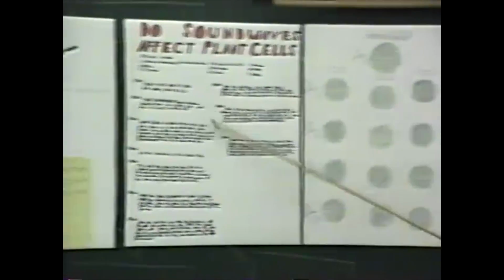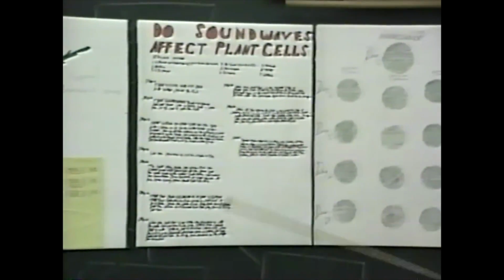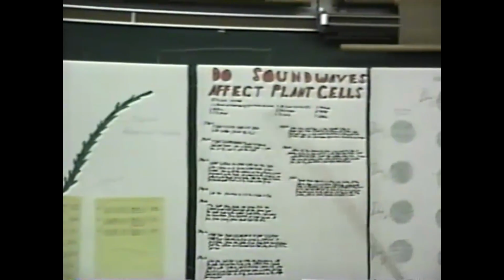So these are all the steps I took. The first step is I bought a plant called anacharis. It's a plant commonly used in fish tanks.